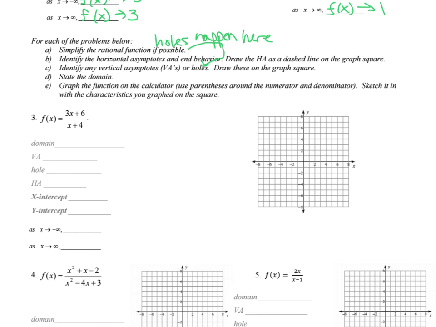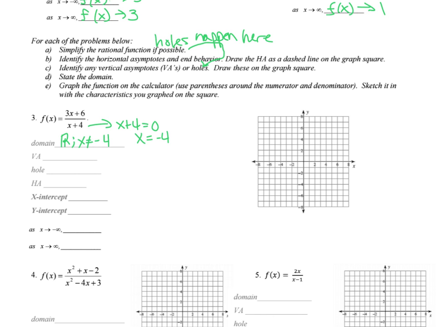So, number 3 says f of x equals (3x + 6) over (x + 4). And the domain always comes from our denominator. Take the bottom, set it equal to 0, and then solve. We get x equals negative 4. So that is the number we are not going to keep in our domain. So we write our domain as all real numbers, except x does not equal negative 4.